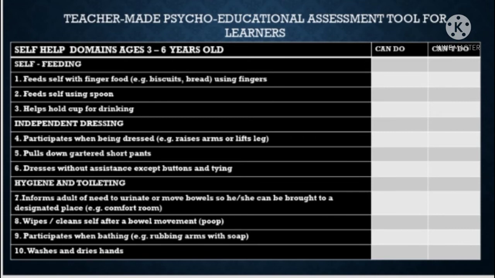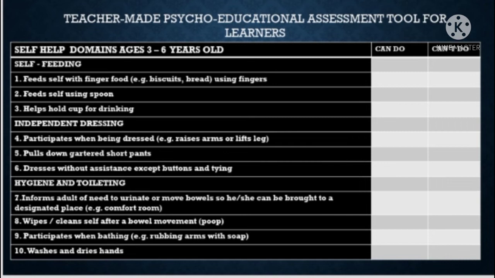For self-help domains, we start with self-feeding. 1. Feeds self with finger food, for example biscuits and bread, using fingers. 2. Feeds self using a spoon. 3. Helps hold a cup for drinking. For independent dressing, 4. Participates when being dressed, for example, raises arms or lifts leg.